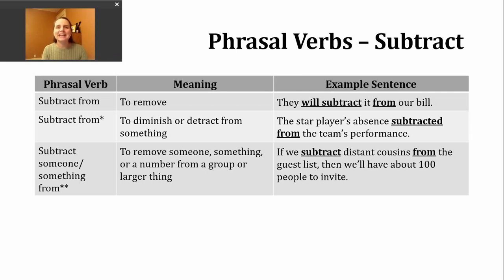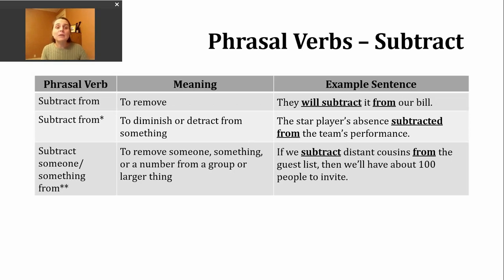The star player's absence subtracted from the team's performance. So in this sentence, the star player, for whatever reason, isn't able to play in the game. And as a result, the overall performance was worse. It went down. And that's the idea of diminish.